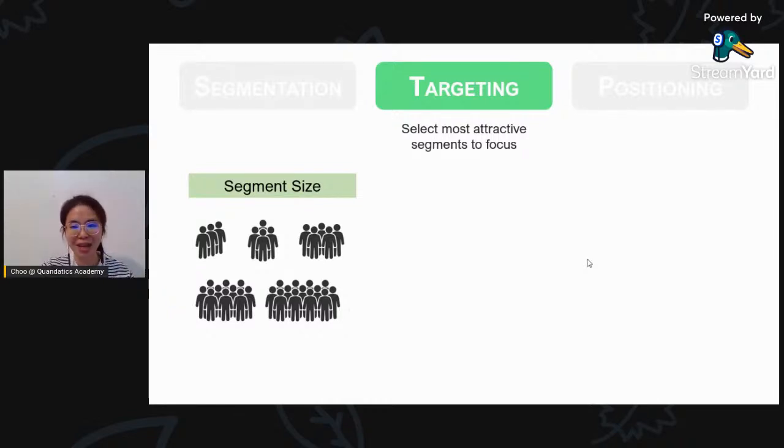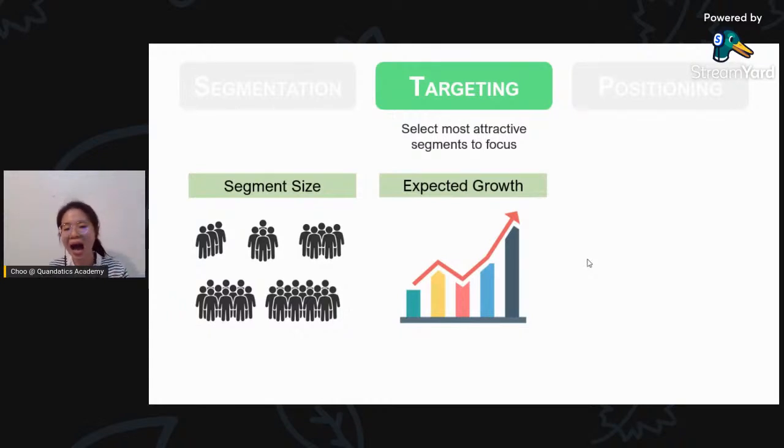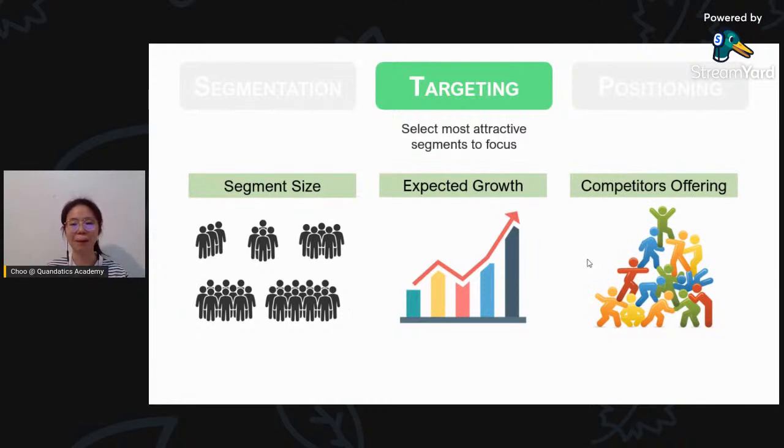Second, the expected growth. How much is the growth space of the market segment that you want to target? Third factor, you need to consider the competitors' offering. In the segment that I'm currently targeting, are there any competitors that already monopolize it? Are there any competitors that offer better things than what I can offer? If yes, how can I fight them? These are all the considerations before deciding which segment to focus on. There are other considerations as well, but these 3 are the typical main focus.